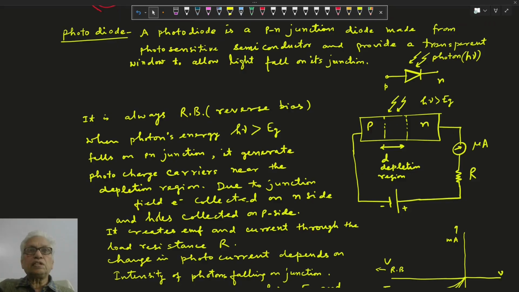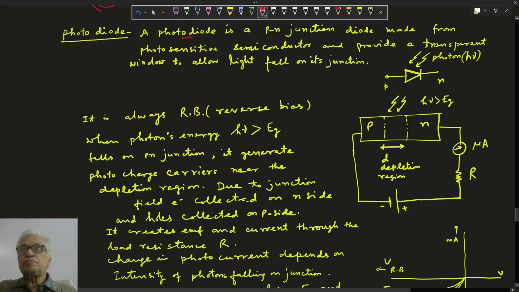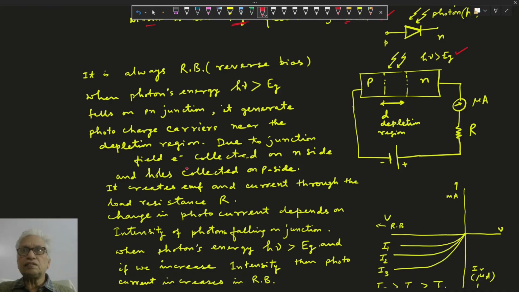Hello, we are discussing the photodiode. A photodiode is a PN junction diode made from photosensitive semiconductor, with a transparent window to allow light to fall on its junction. This is the symbol of the photodiode. Here photons fall on the PN junction, and their energy h nu must be more than the energy gap. It is always reverse biased. When photon energy is greater than the energy gap, it generates photo charge carriers near the depletion region.